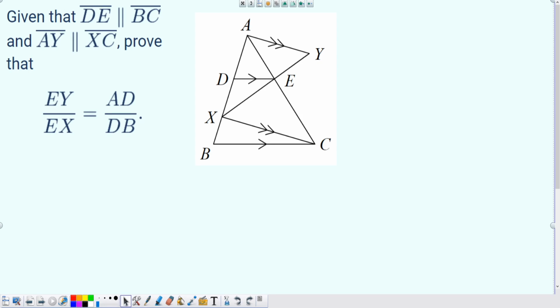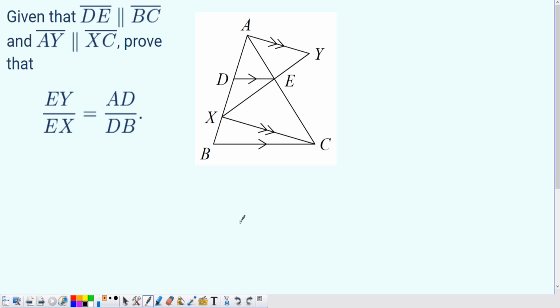Hello again. So, we have another problem. Lots of parallel lines, which means lots of congruent angles. And it wants us to, let's read the problem. Given that DE is parallel to BC and AY is parallel to XC, prove that EY over EX is equivalent to AD over DB.